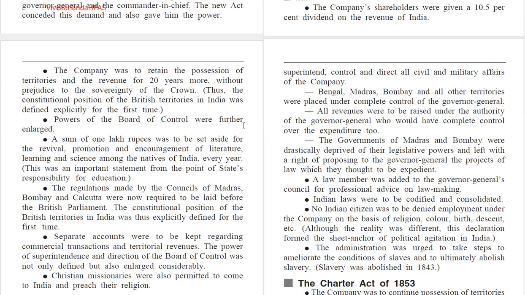The second was 1 lakh rupee was set aside for the revival, promotion and encouragement of the literature. However, this was a very important happening in 1813, but it did not lead to any substantial change because this money was not made available up till 1833. ठीक है, इस बात को ध्यान रखिएगा.